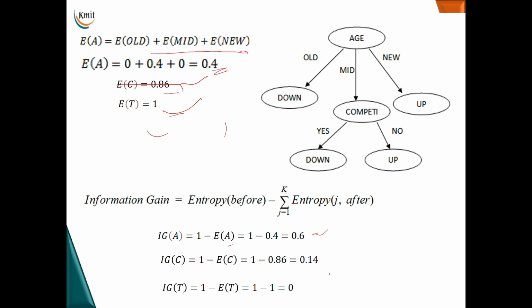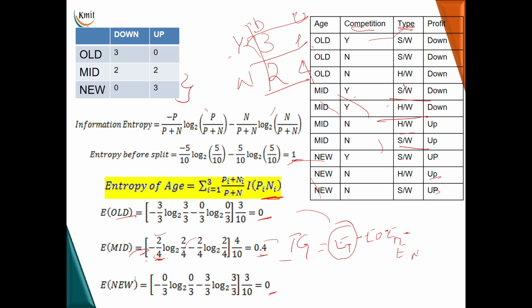Now, out of all this, I need to check with the highest Ig. What do I have to do? I need to check with the highest Ig out of all the values I have got. Now, out of all the values, what is the highest Ig I have? It's 0.6 for age. So, I'll be taking age as my root node.